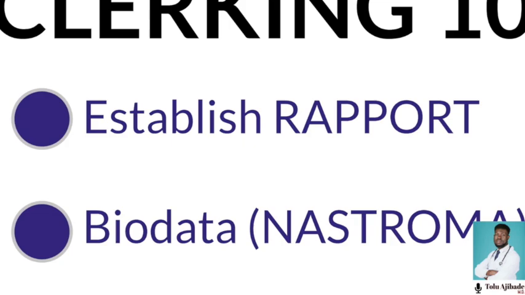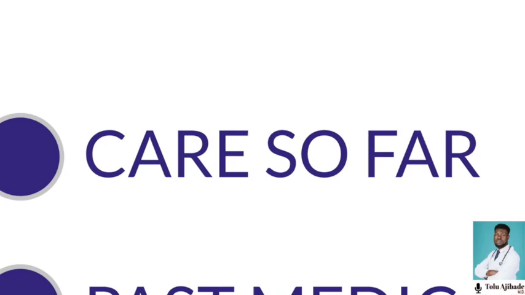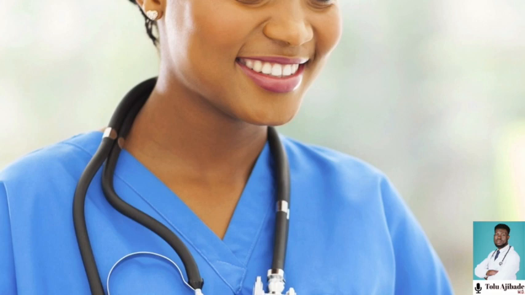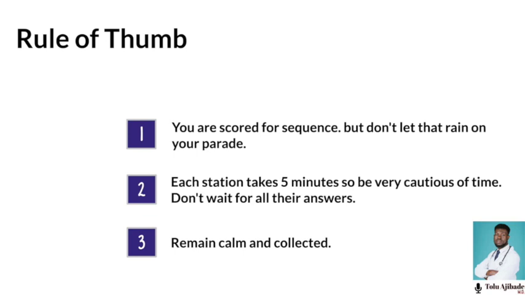So that's the basic introduction that we'll be doing today. So we've gone through all of that: clerking, differentials, complications, care so far, past medical history, SHADE PSB, social history, drug history, system review. So let's get to the rule of thumb, okay? For the MDCN exam, that's the Medical and Dental Council of Nigeria's exam, you're also scored for sequence. And not just the MDCN exam, I believe most medical exams will score you for sequence because it's pretty important that you sound professional when you're taking your history and you're not just all over the place.